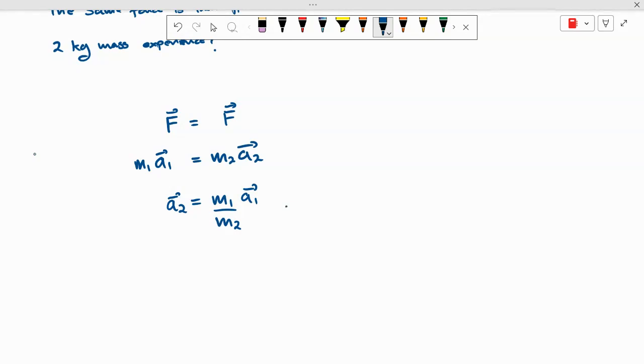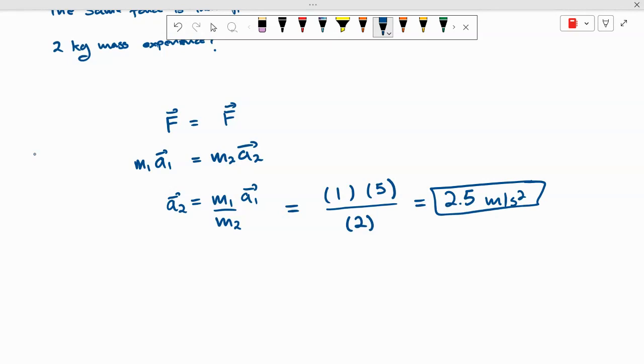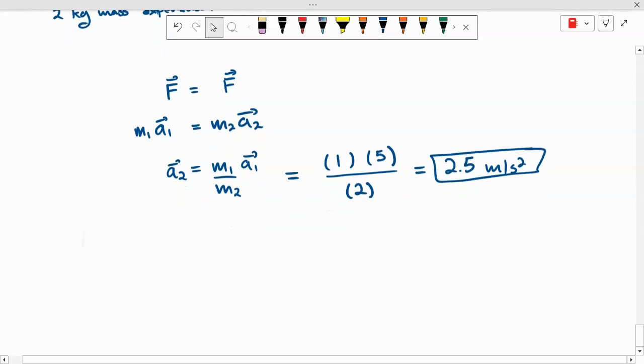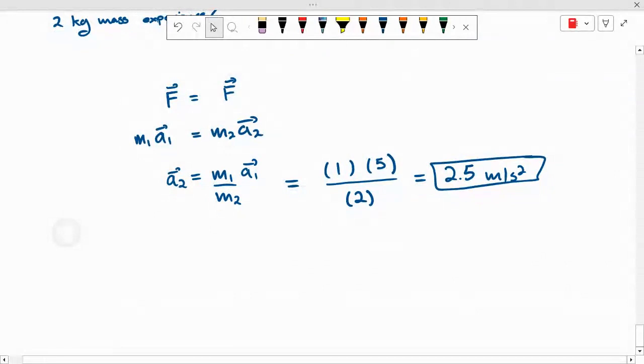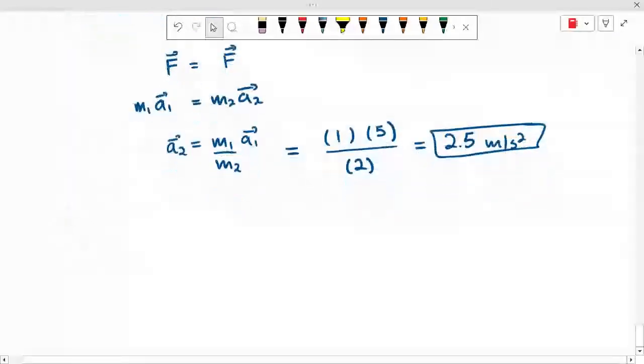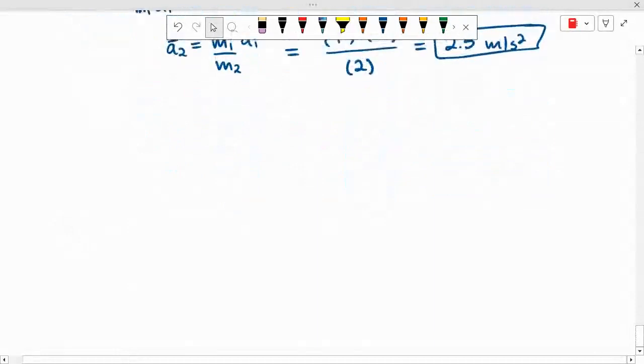So what we have here is the mass of the first box was 1. It was given that it experienced an acceleration of 5, and we knew that the mass of the second box was 2. So this is just 5/2, which is 2.5 meters per second squared. So any questions there? Yes, it is 5/2. All right, moving on to another sort of quick example.